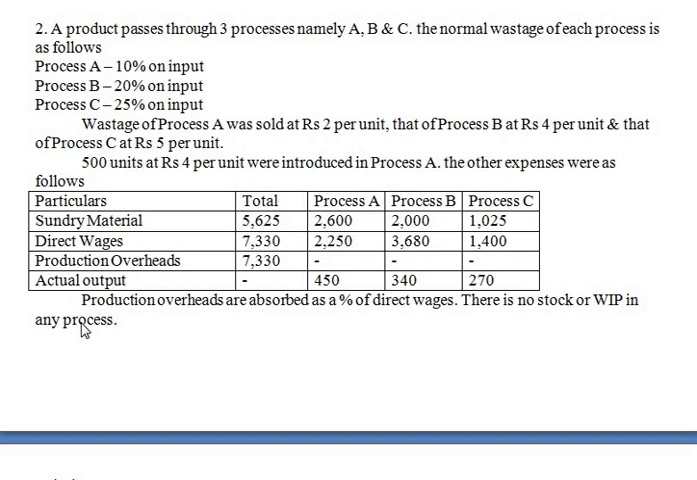So this is the problem. Now as they have given us information related to three processes, three different process accounts have to be prepared, for process A, process B and process C. As actual output is given in the problem, remember always that there will be either abnormal loss or abnormal gain, so we will have to calculate that. This depends on normal output, which we are going to see in the later part. So first we will prepare process A account.